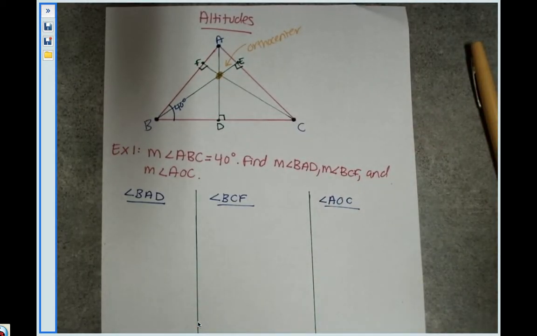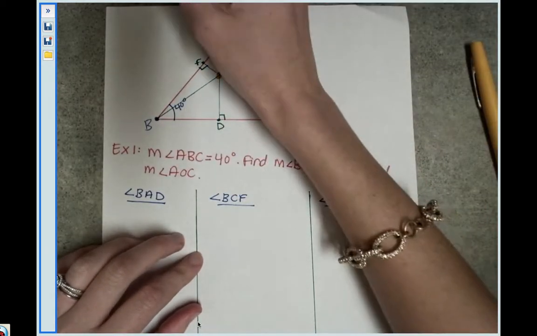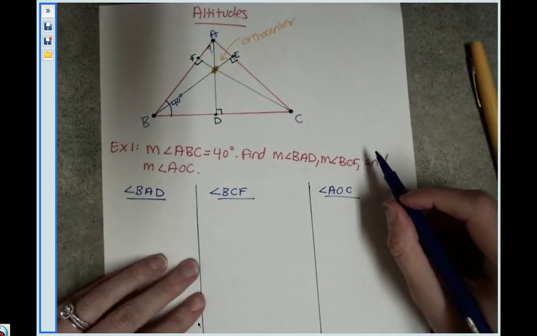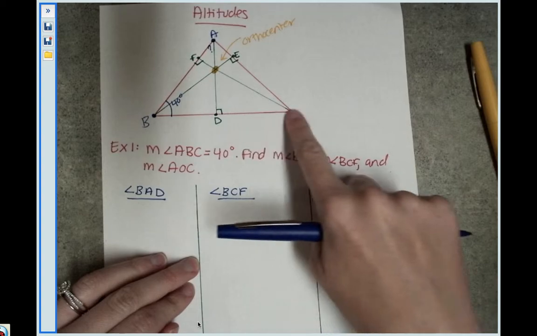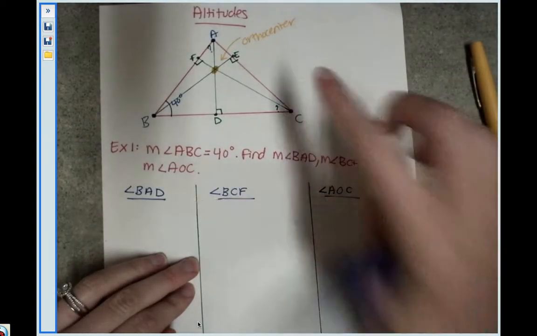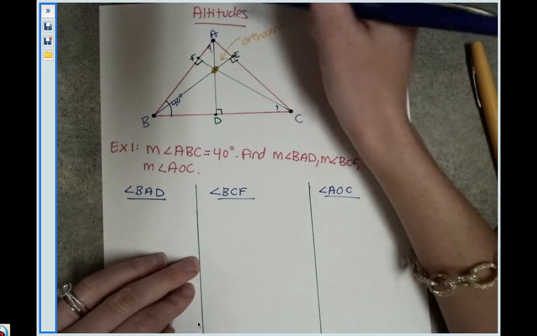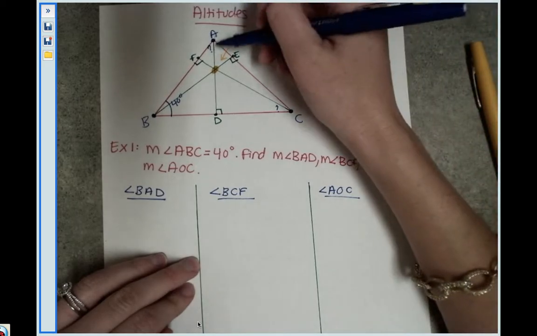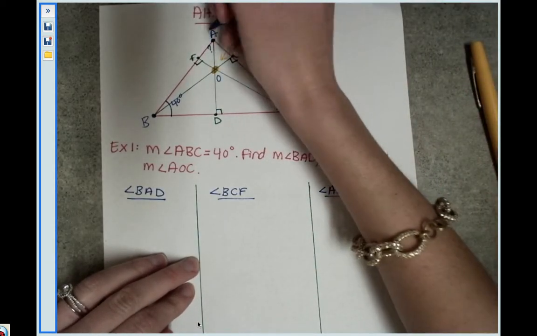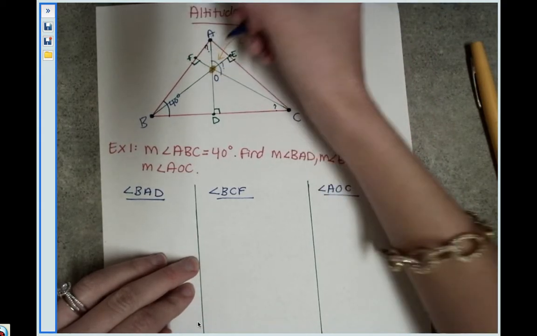Alright, so angle BAD I'm trying to find. So BAD is right here, so I'm curious about that angle. I also need to find B to the C to the F, so BCF, which is this little guy right here. I'm going to put a question mark because I don't know what it is. And angle A to the O to the C. So AOC is right here, and I forgot to label that this is O. So eventually I want to find AOC, which is this whole angle right here.